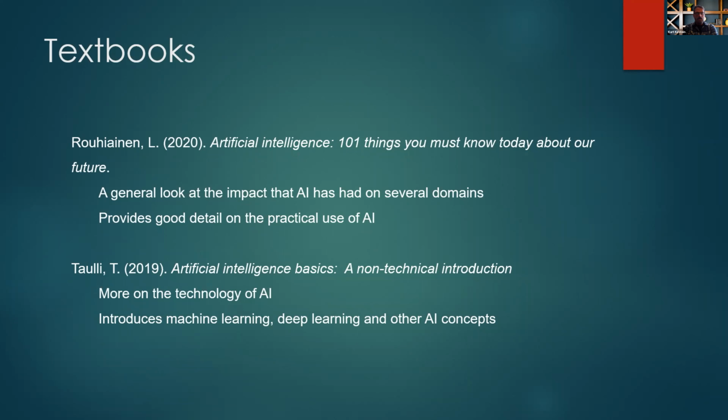The second text, Artificial Intelligence Basics, a non-technical introduction, was a pretty good book to give us more on the technology of AI. It introduced things like deep learning, machine learning, and other AI concepts, but did it in a way that was very accessible and very understandable and provided a lot of great context for the content that was coming out of the first textbook.